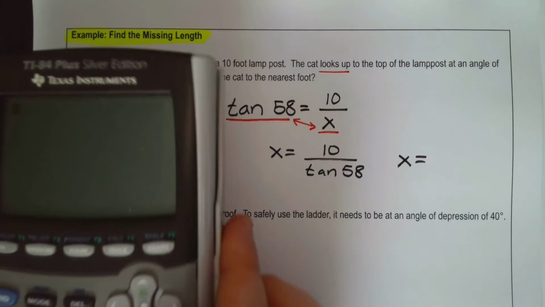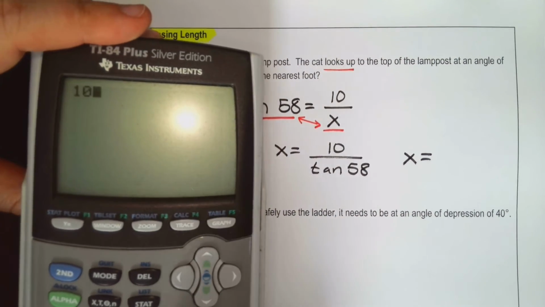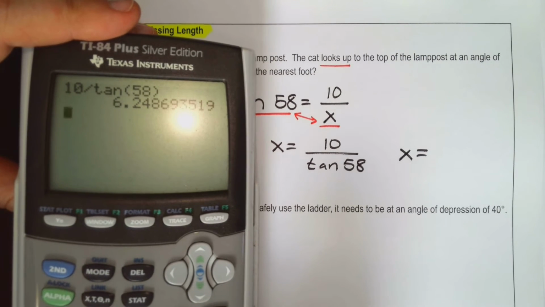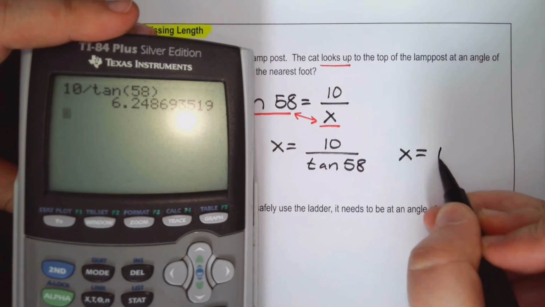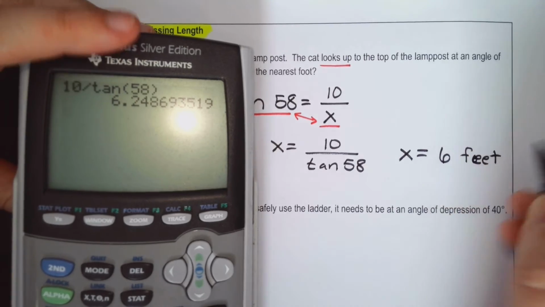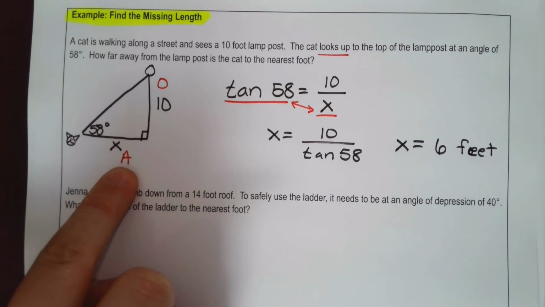Let's grab the calculator. So 10 divided by tangent 58, and we get 6.2, but we want nearest foot, so 6 feet. There we go. So the cat is 6 feet away from the lamppost. So really, all the extra work you guys have to do with angle of elevation and depression is setting up your triangle. That's the only extra piece that you have to do.